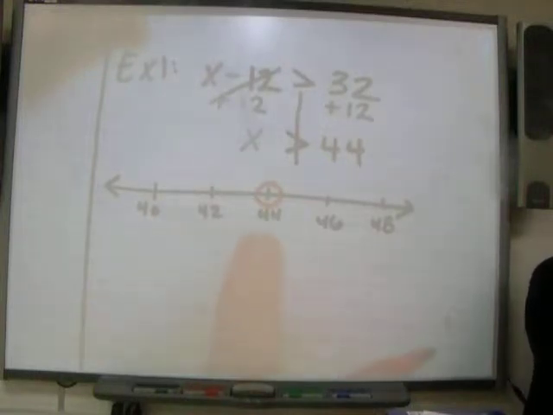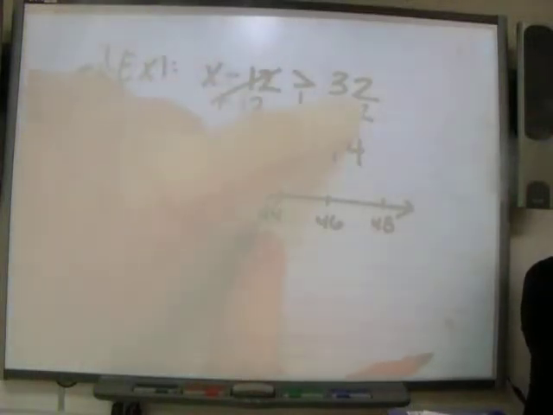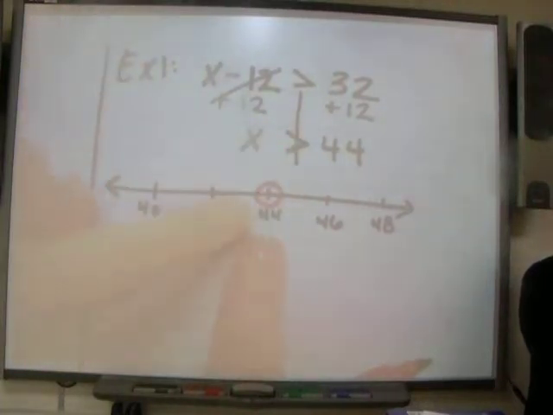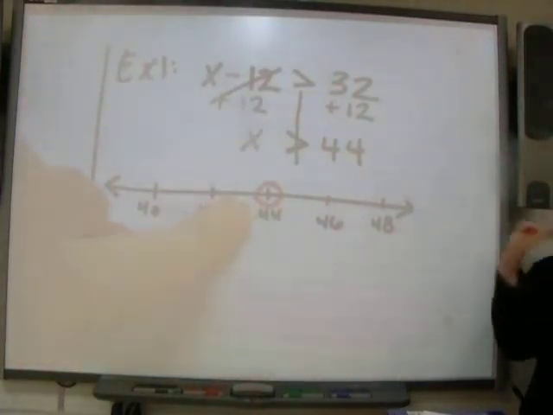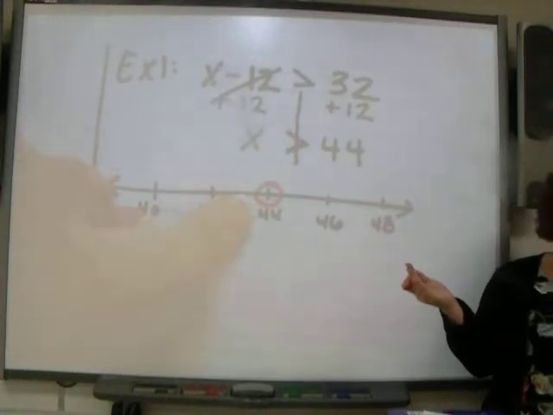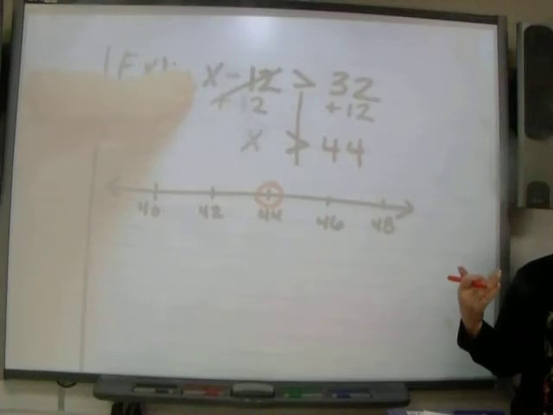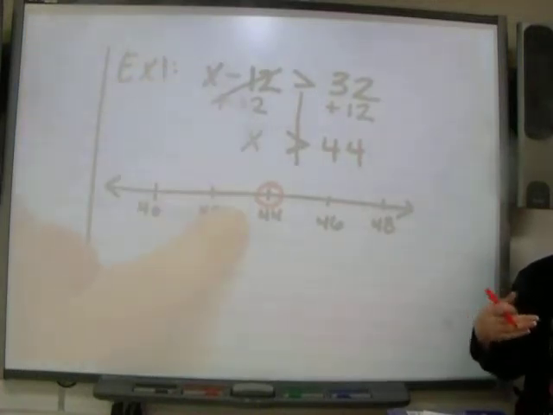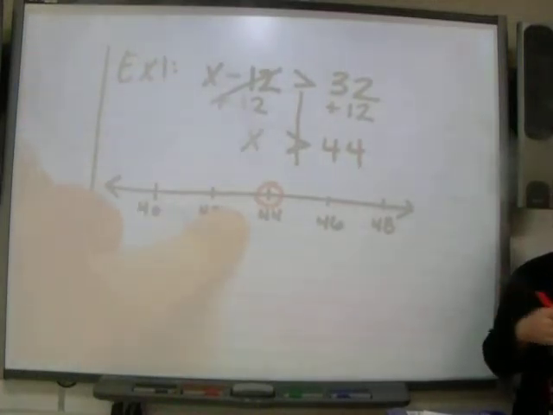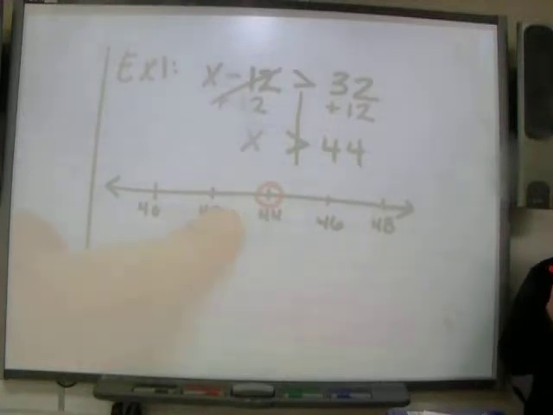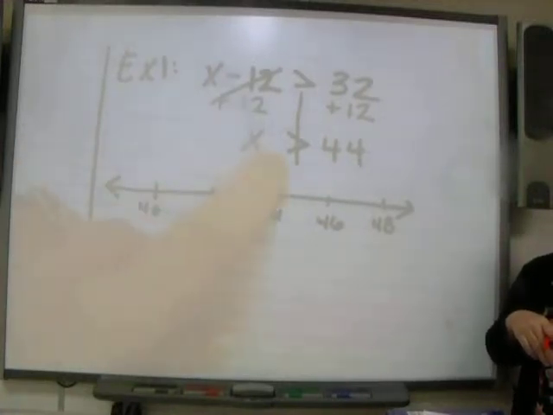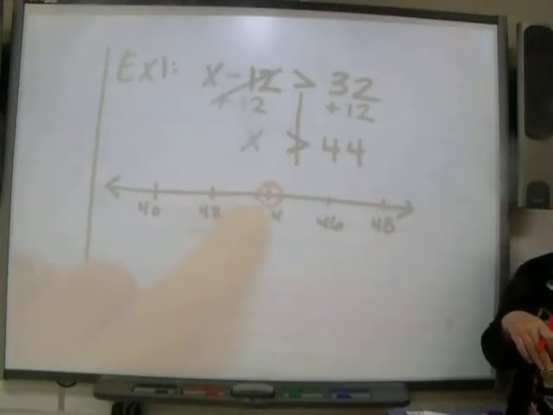Now, if 44 could have satisfied this, if it was greater than or equal to, I would have colored it in because 44 could have been part of my solution set. But we just agreed that 44 will not make this a true statement. 44 is not part of my solution set, so I'm going to leave it open. I'm not going to color it in. If this had been equal to 44, I would have colored it in.